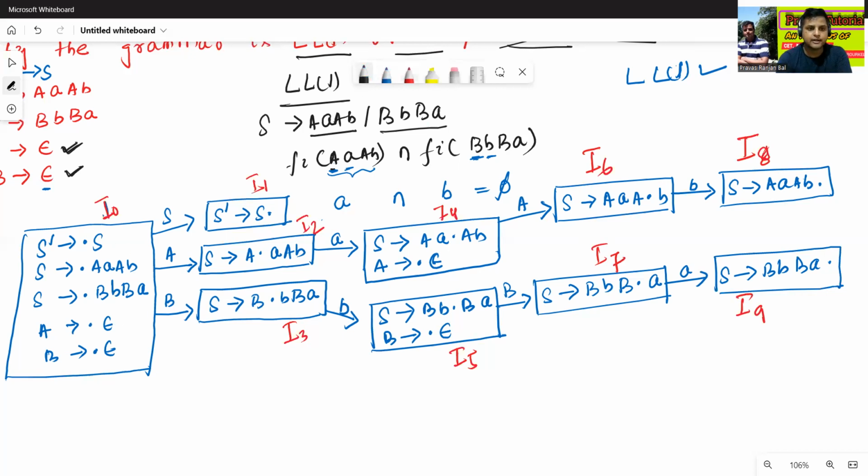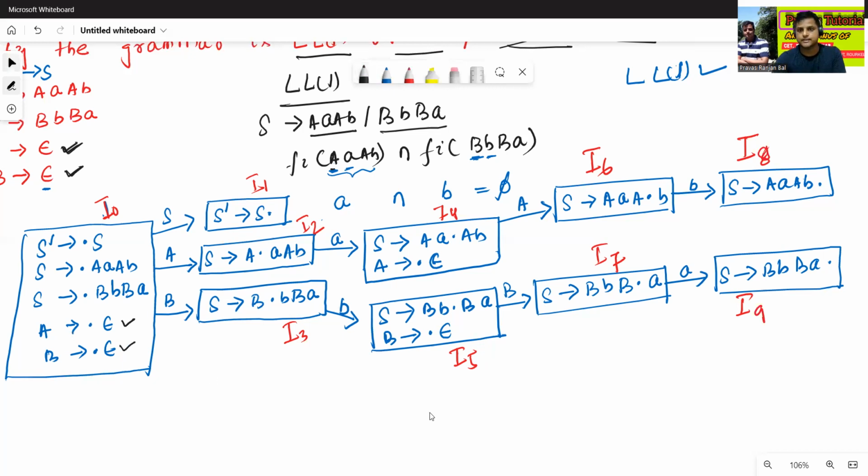So this one is a reduced section and this one is a reduced section. So I0 may contain RR conflict. I1 does not contain any conflict. I2 does not contain any conflict. I3 does not contain any conflict. I4 does not contain any conflict. I5 does not contain any conflict. I6, I7, I8 and I9 don't contain any conflict. Okay. So now we'll check whether I0 contains any conflict, means RR conflict.